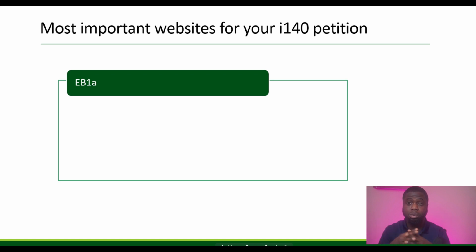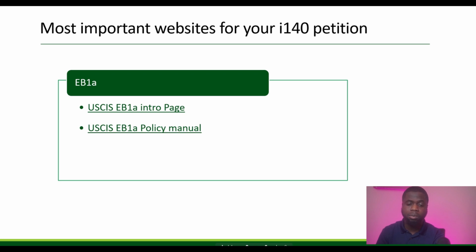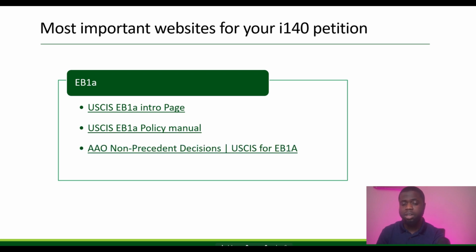Usually USCIS will announce whenever there's an update, so you will see it as news. But we should get conversant with those websites. There are a lot of details that have also not been mentioned, so it's good we visit those websites. So the very first one is the USCIS EB1A introduction page. Then that page leads us to somewhere else, which is the policy manual. Then after that page, we have the AAO non-precedent decision.